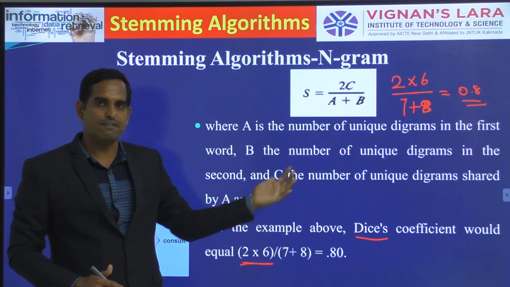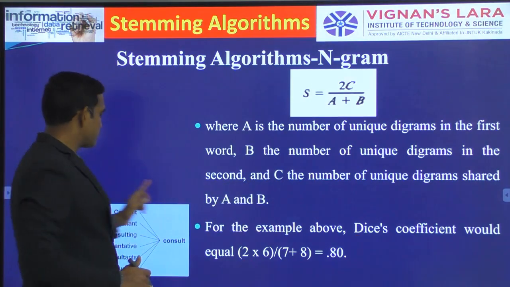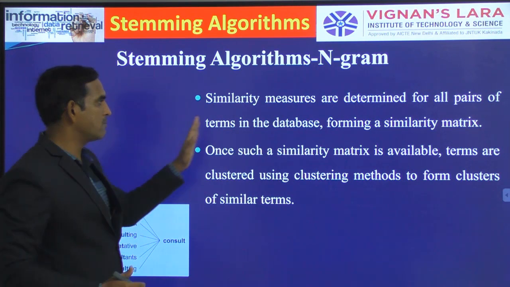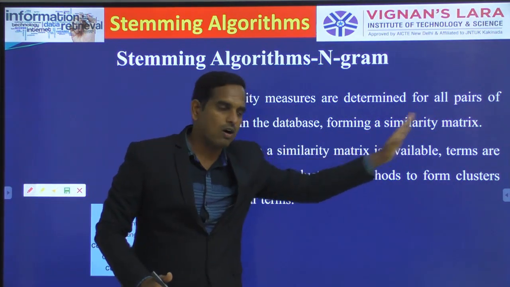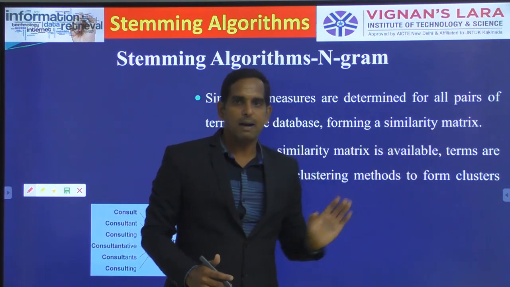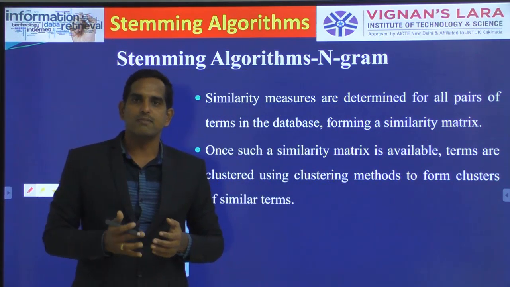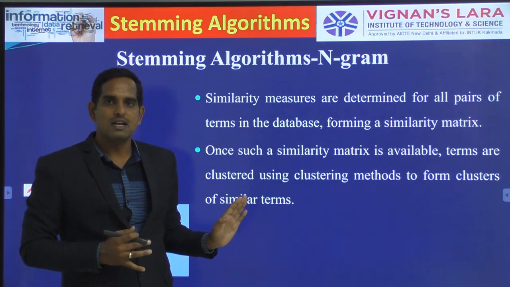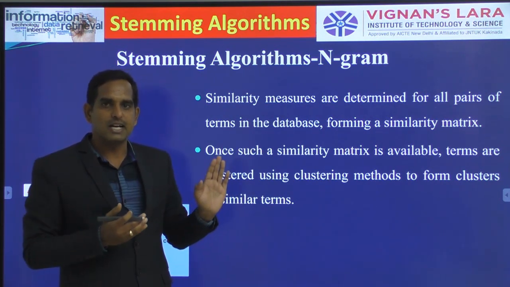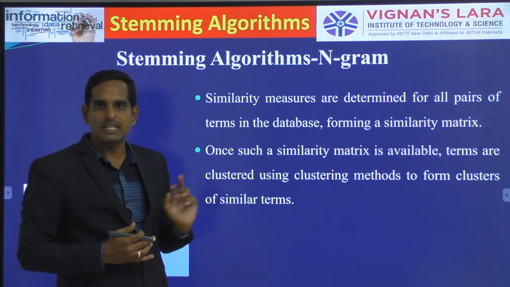With this information, what you try to do is, similarity measures are determined for all pairs of terms in the database, forming a similarity matrix. Whatever terms are present in your complete database, for each and every term, we will try to create this pairwise similarity measure.